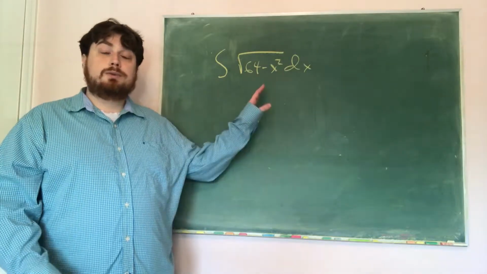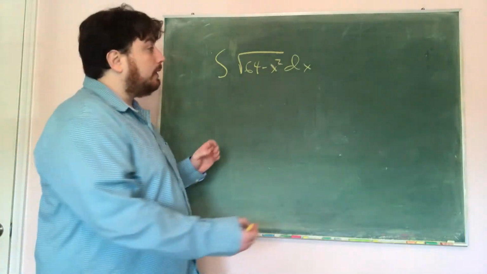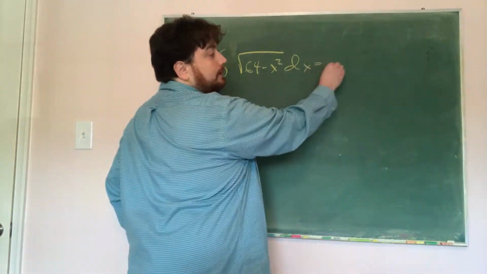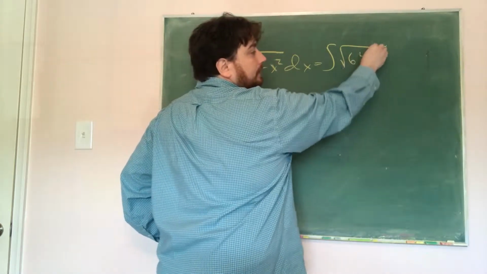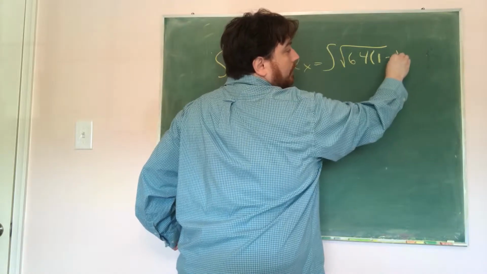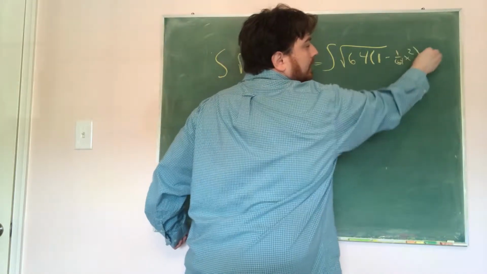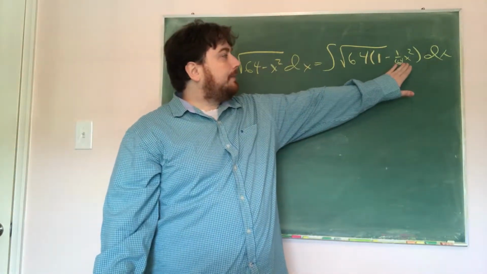What we're going to do now is simplify this to make it look like 1 minus something squared. And so the way we're going to do that is I'm just going to rewrite this as the integral of the square root of, and I'll factor out a 64. I get 1 minus 1 over 64 times x squared dx. And so now we have 1 minus something squared.